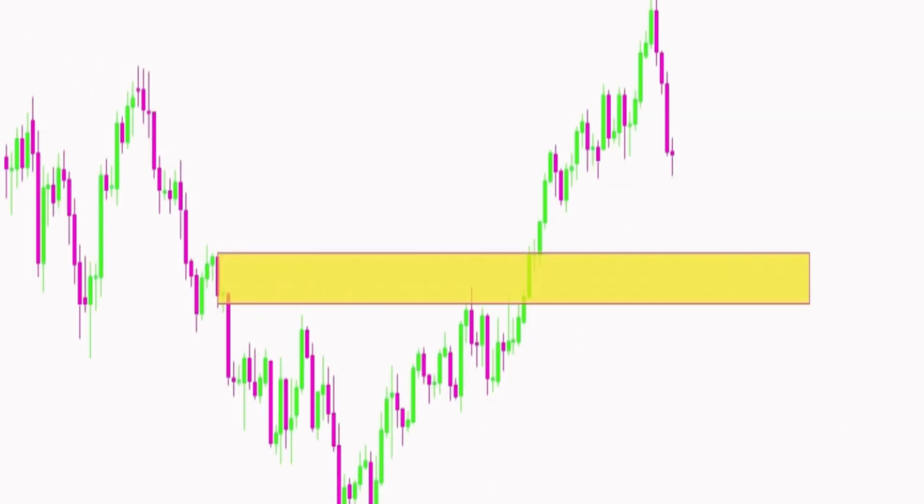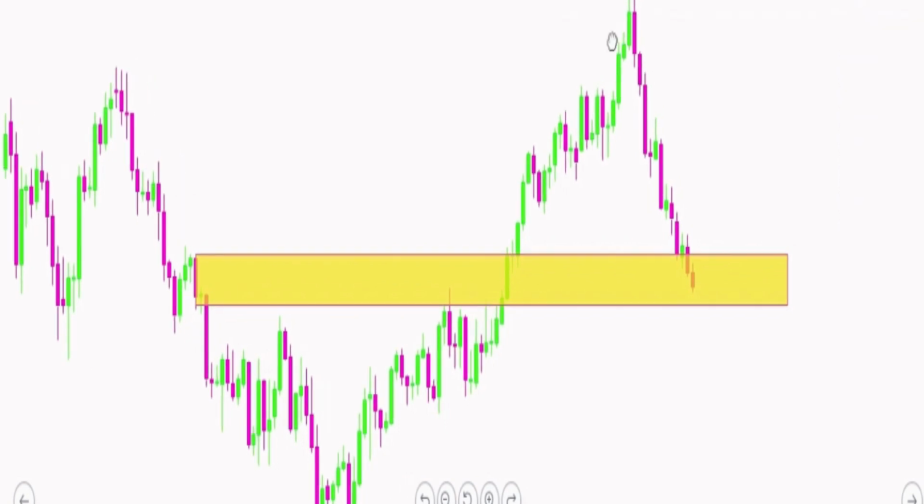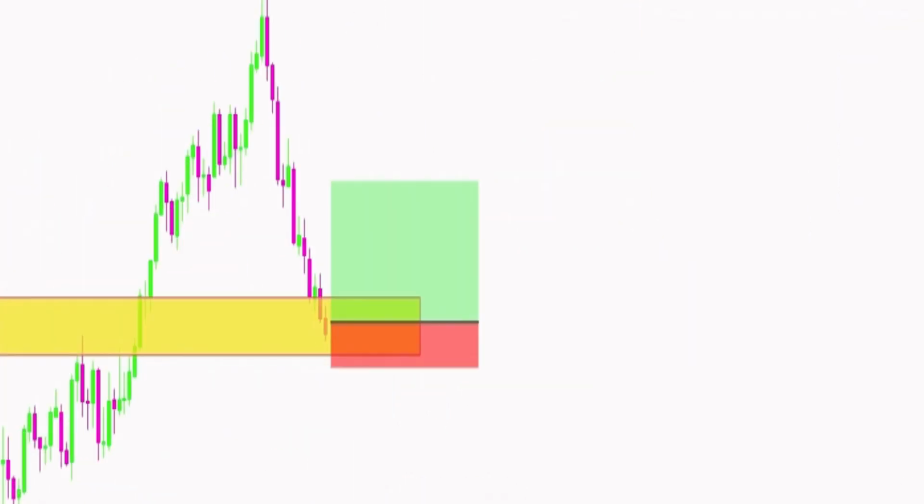But the breaker block cannot be confirmed only by these candles. For a breaker block to be valid, it must come back to this supply or demand zone in the bearish scenario and then move upwards. Now let us move on to the strategy that you can use along with the breaker block in order to make huge profits in the market.